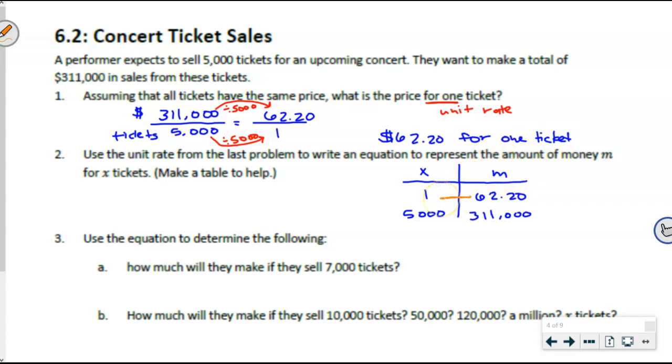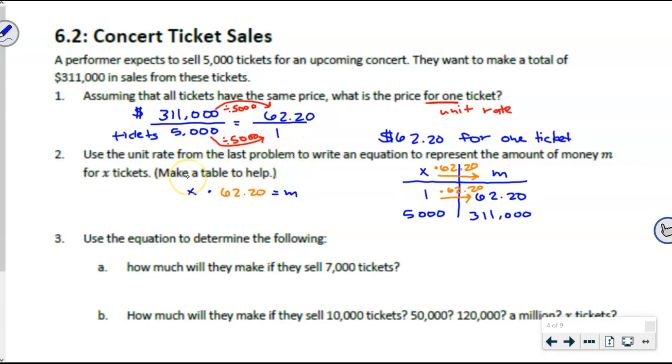How does a 1 change to a 62.2? Well, it must be multiplying by 62.2. That unit rate is also our constant of proportionality. So what is that equation? I'm going to take the x and multiply that x by 62.2, and that is how I find my equation. So I have x multiplied by the constant of proportionality, 62.20, and that is equal to m.